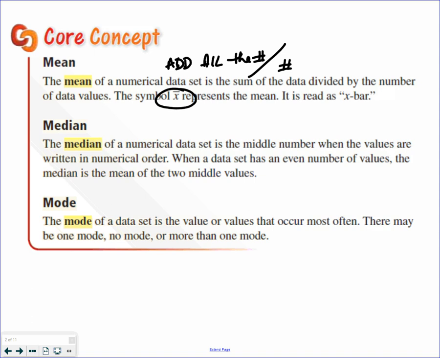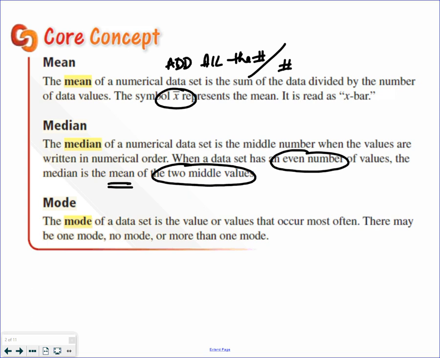Median. Now you're going to put the data in order from highest to lowest or lowest to highest, and you're going to find the number in the middle. Now, if there's an odd number of numbers, that's great. Then you actually have a number in the middle. But if there's an even number of values, then you're actually going to find the average of the two middle values. So we'll get to that in just a little bit.